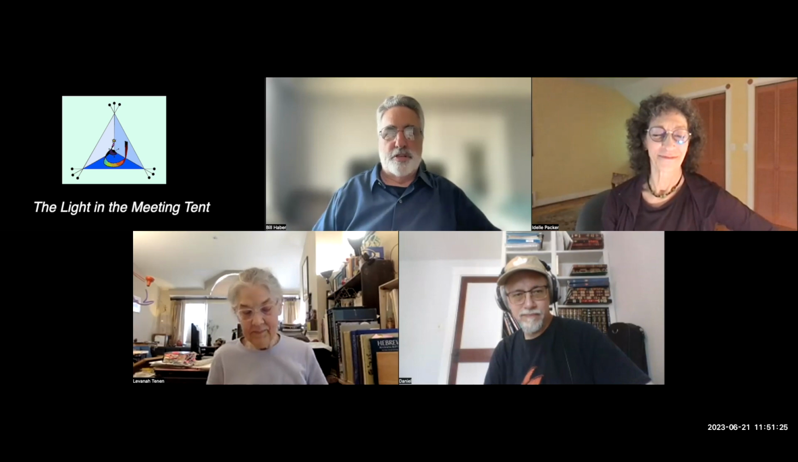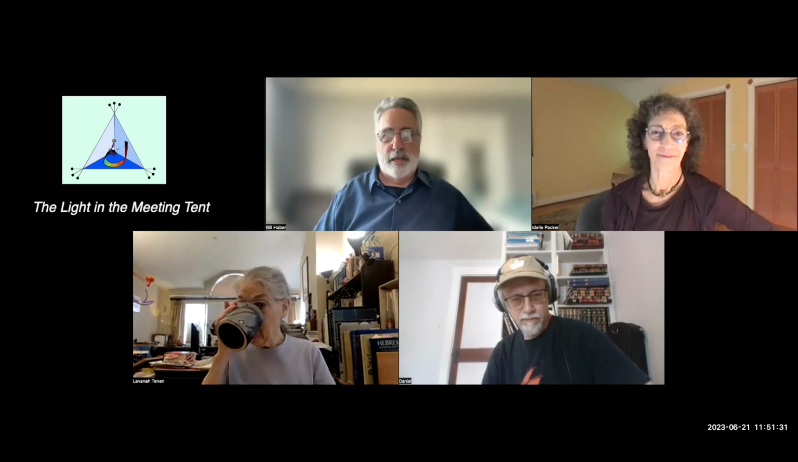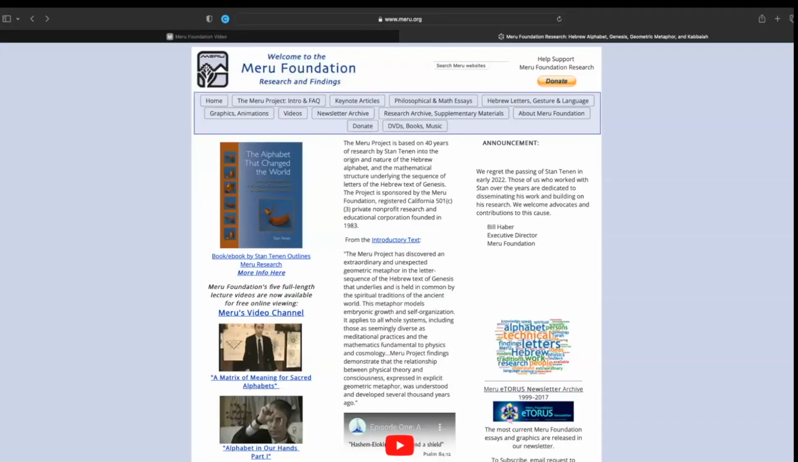Today, we're going to continue our look at some of the articles that were written in what's called the Etorus Journal, which is available on our website, meru.org. And I'll show you how to get there. If you go to www.meru.org, this is our homepage. And what you want to do is click on Newsletter Archive.